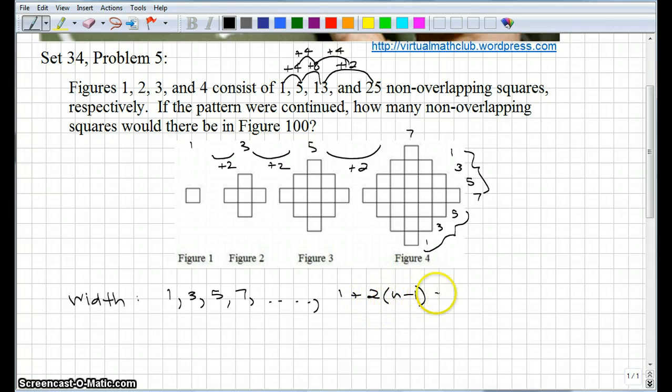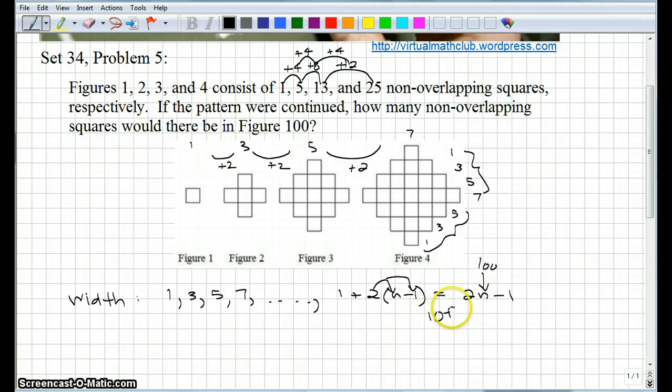term in this list, and we could actually rewrite that. If we distribute the 2, we can get 2n, and that's minus 2 plus 1, so it'd be 2n minus 1. Alright, so the 100th term then would just be, if we substitute 100 in for n, we get 200 minus 1.